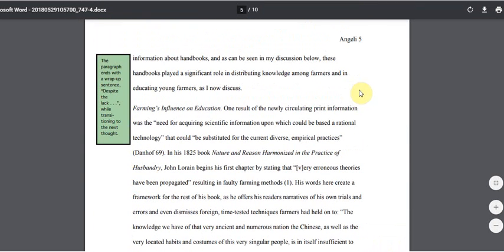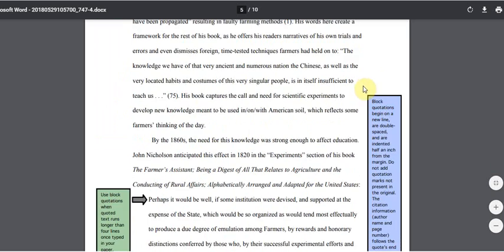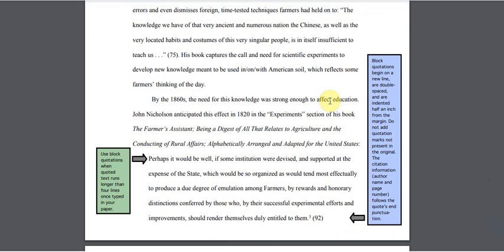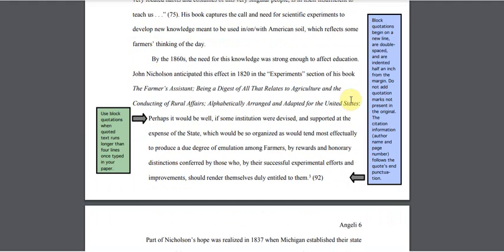And you can go through this paper. I'm just hitting a couple of main points that I want to make sure that you're aware of. You certainly are free to go through this and read this, and anything that is confusing to you, this 10-page paper from Purdue is going to answer it for you. Block quotes begin on a new line, are double-spaced, and are indented 1/2 inch from the margin. Do not add quotation marks not present in the original.